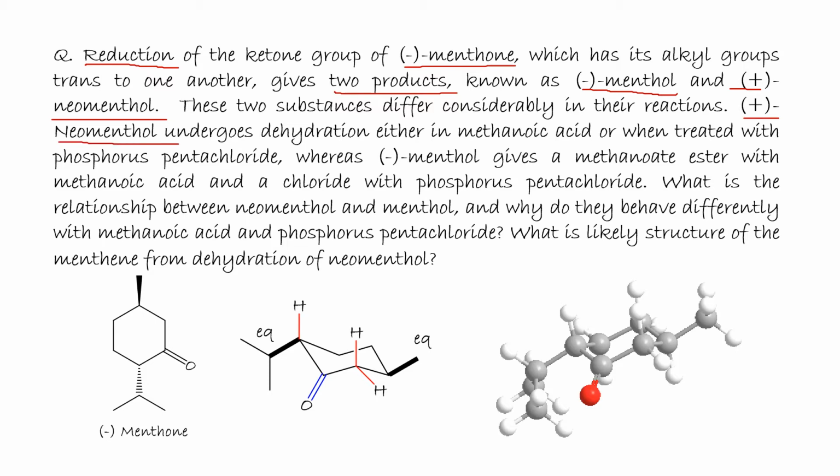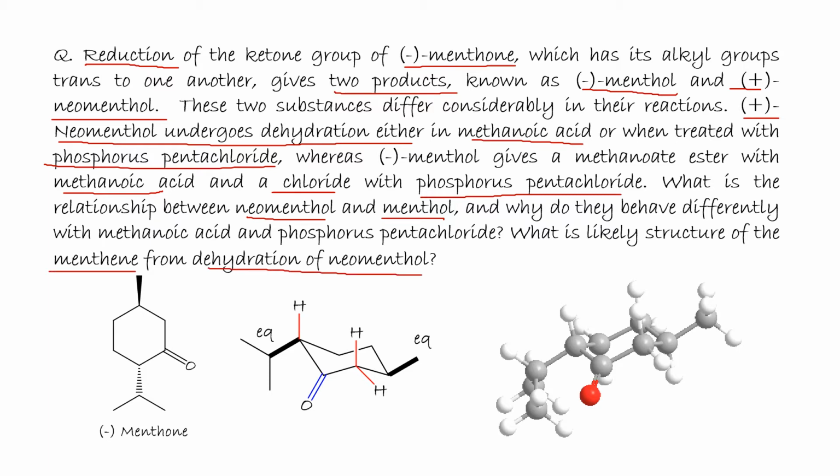Positive neomenthol undergoes dehydration either in methanoic acid or when treated with phosphorus pentachloride, whereas negative menthol gives a methanoate ester with methanoic acid and a chloride with phosphorus pentachloride. What is the relation between neomenthol and menthol, and why do they behave differently with methanoic acid and phosphorus pentachloride? What is likely the structure of the menthene from the dehydration of neomenthol?